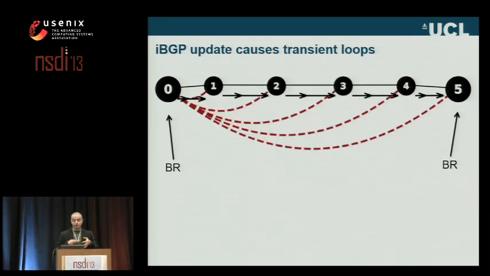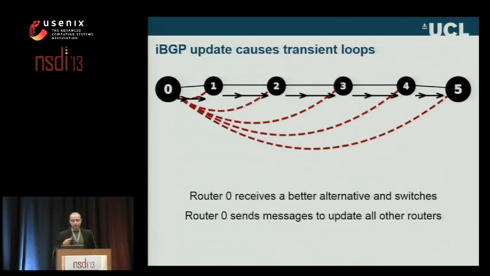In this case, there are iBGP sessions from the border routers to everyone else, and I'm only showing the sessions from 0. So let's look at what happens when 0 receives a better external route. Because the route is better than the current one, which is from 5, the new route will have to be distributed to everyone over the sessions shown.